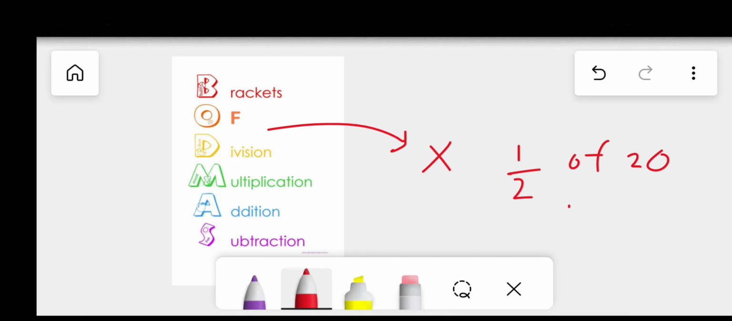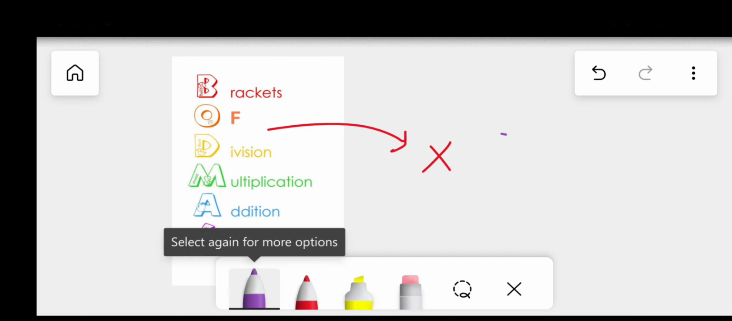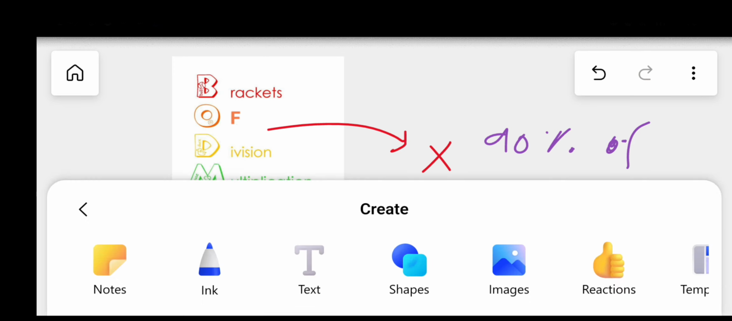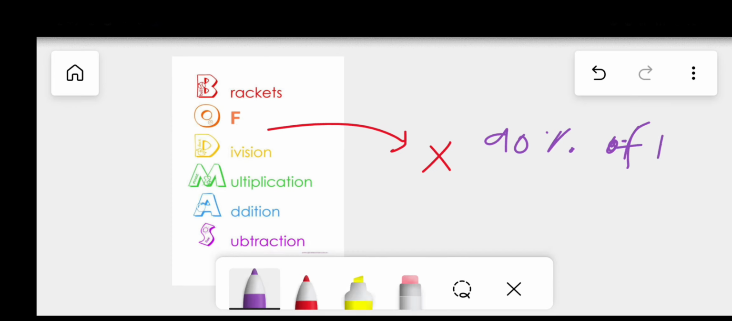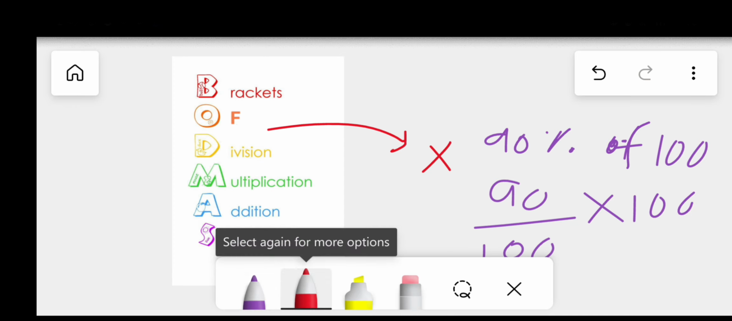Let me take one example. If I take half of 20, then we generally represent it as half multiply with 20, which will obviously give us 10. Similarly, this can also be seen in the case of percentages. Let me take one example in front of you. If we take 90% of, let's say, 100, then in general what we write is 90 by 100, of is replaced by into 100. 100 will be cancelled and we will get our answer as 90. You can see here of and multiply. Of is converted into multiply, which we do in the general process.